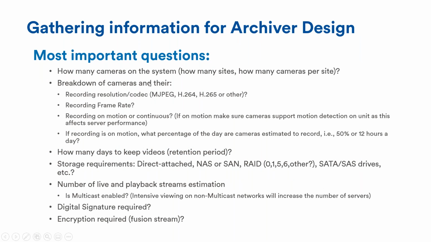So, important questions: how many cameras? What is their codec? Is it H.264? Is it H.265? Is it MJPEG? This is something that will have to be plugged into the storage and throughput calculators, as is the frame rate. Is it recording on motion or recording continuously? This is also generally a part of storage and throughput calculations. If it's recording on motion, what percentage of the day are cameras estimated to record? So 50% or 12 hours a day. Something that is also part of the storage and throughput calculators.